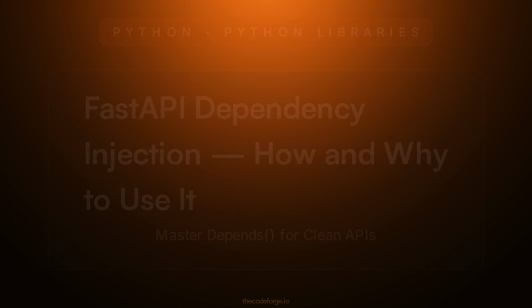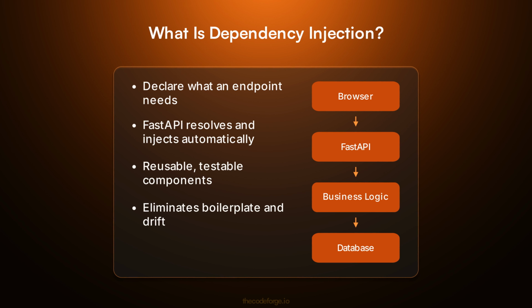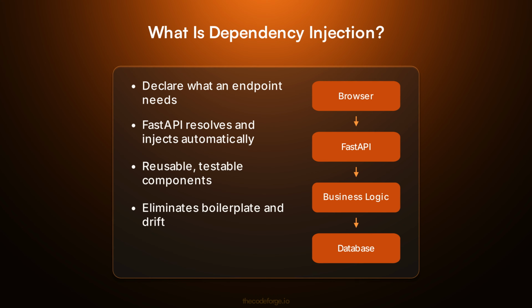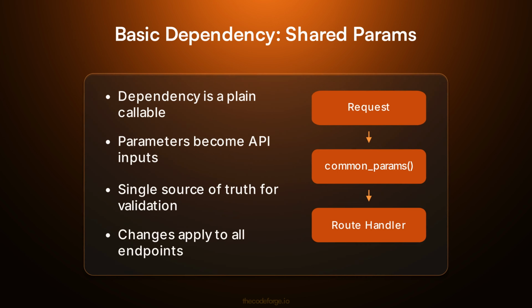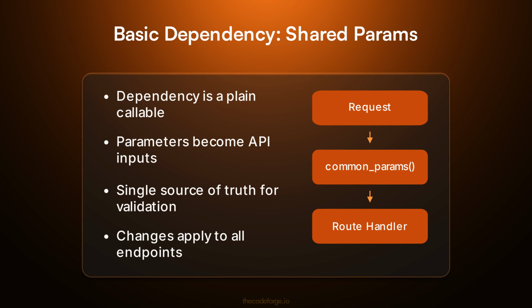that failure. Dependency injection is a pattern where a component declares its dependencies, and a framework provides them. In FastAPI, you define dependencies as callable functions, and the framework resolves them at request time. This keeps your route handlers clean and focused on business logic. A basic dependency is just a function that takes parameters and returns a value. By wrapping it in Depends, FastAPI treats its parameters as if they were declared on the endpoint.